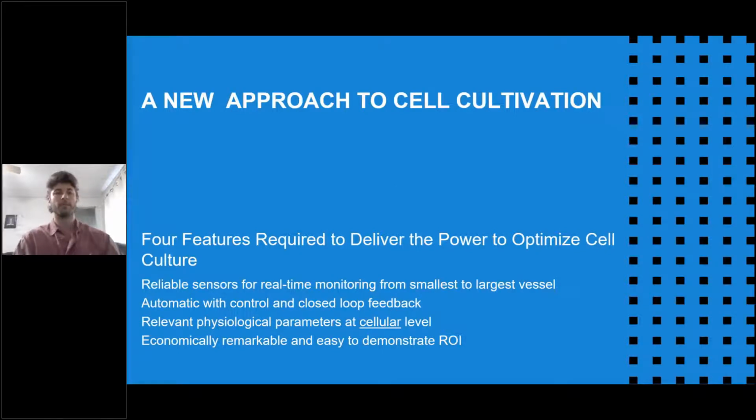When it comes to sensing, we think there are a few things that you really can't sacrifice on. The sensors have to be reliable so they can provide real-time monitoring in the smallest to largest vessel. They must provide a way for automatic control, so a way to use the sensing, essentially. They must be able to maintain relevant physiological parameters at the cellular level, where the cells are actually growing. And they must be economically remarkable, or in other words, inexpensive.